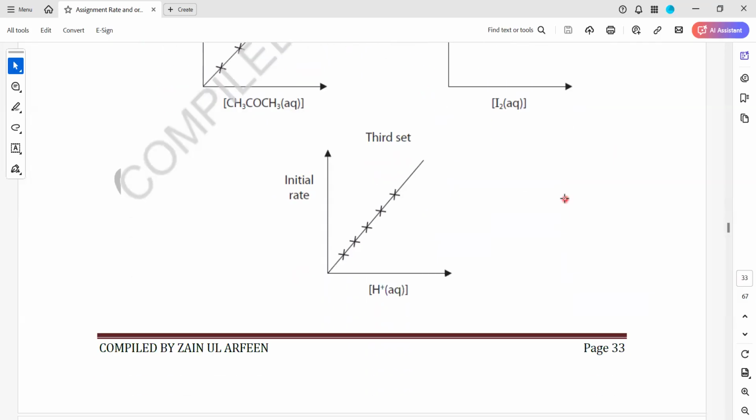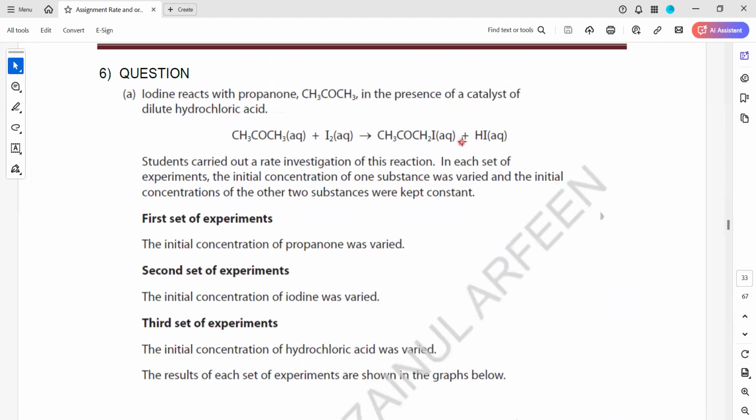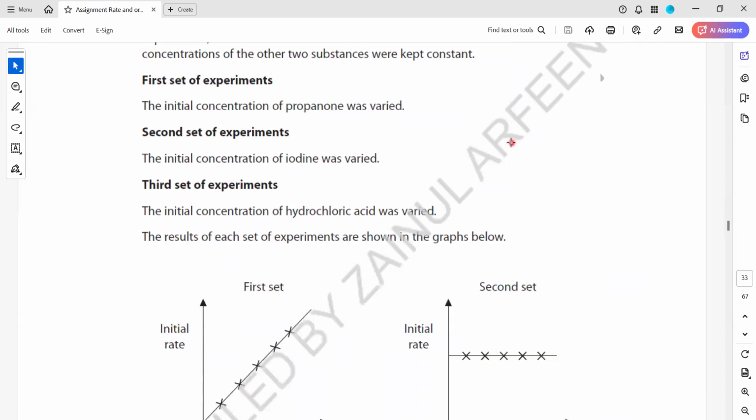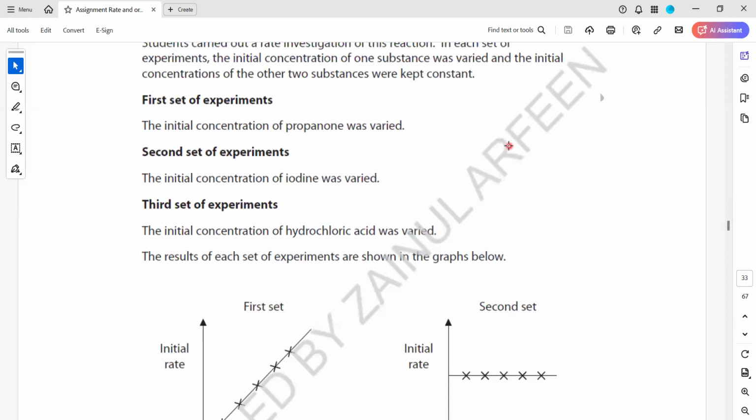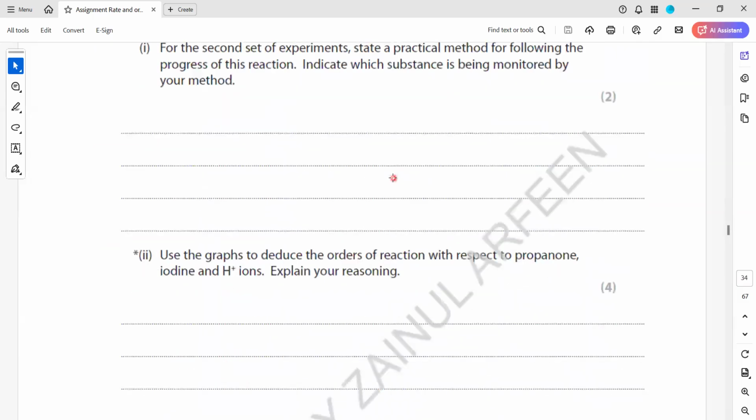Or there's also another way: iodine is there, so the amount of light passing through will change. A colorimeter can also be used, because there is a color. The iodine molecule is colored, and hydrogen iodide was a product. So you can mention different methods: a colorimeter, or electrical conductivity, or titration, quenching with sodium carbonate. Different methods can be used.